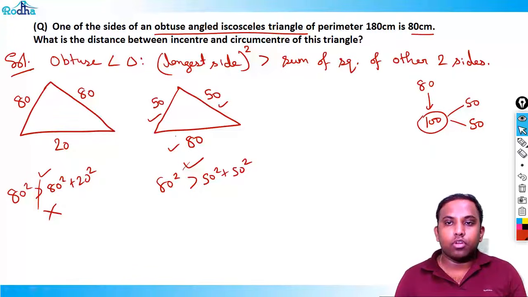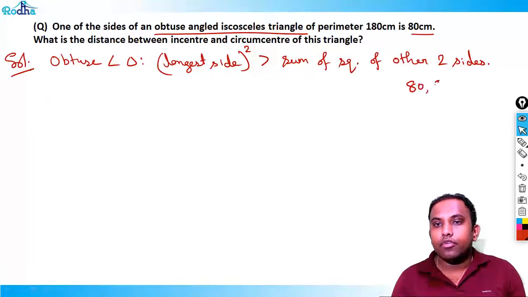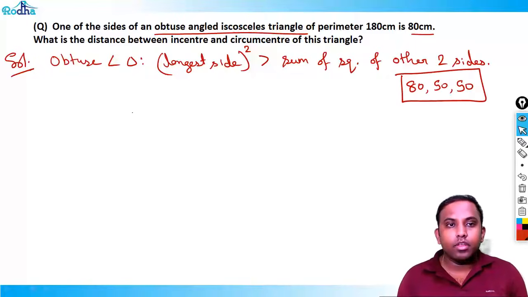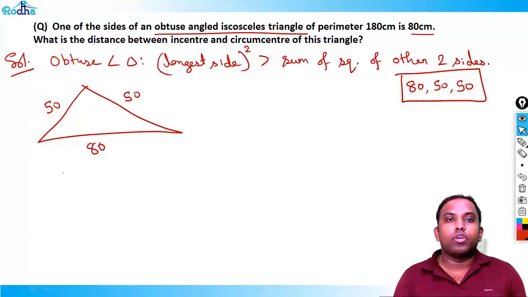Now we'll solve it. The sides of our triangle that we got here are 80, 50 and 50. Let's make a triangle with 80, 50 and 50 sides. This is 50, this is 50 and this is 80. In an isosceles triangle, the base is the 80 here.